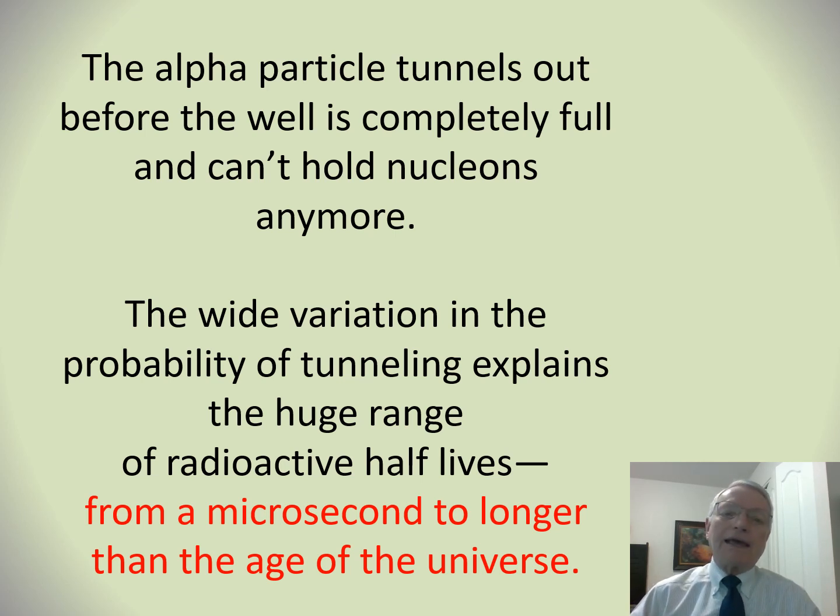And that's why the last 10 or 11 elements or so beyond uranium or beyond lead aren't stable. The alpha particles can tunnel out of them and they're radioactive. Tunneling varies by enormous amounts depending on how big of an energy barrier the alpha particle has to tunnel through. And that accounts for the large range of radioactive half-lives in alpha emitters from a microsecond to longer than the age of the universe, just depending on how high and wide that energy barrier is.